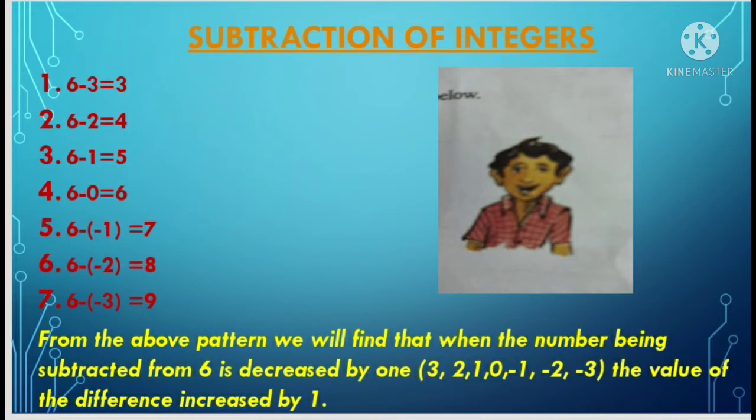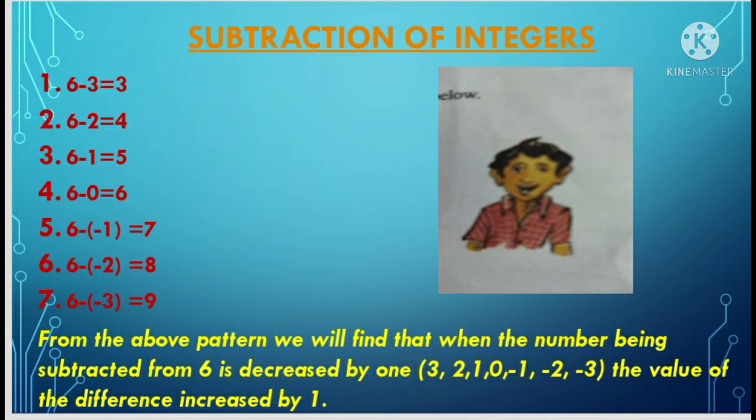Just like we found the addition of integers on the number line, here also we follow the same process, with just a small change. Observe these examples. 6 minus 3 is 3. Already you know. 6 minus 2 is 4. 6 minus 1 is 5. 6 minus 0 is 6. So 6 minus minus 1 is 7. 6 minus minus 2 is 8.